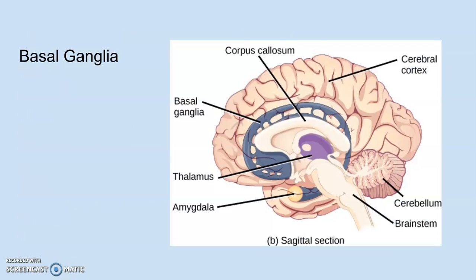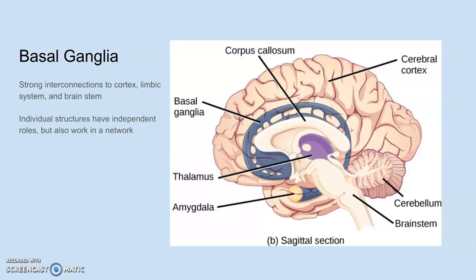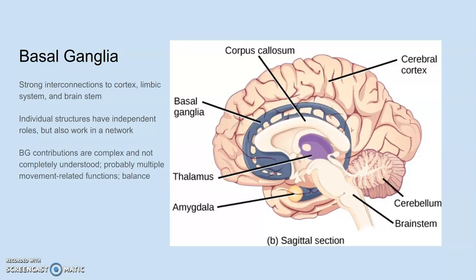The basal ganglia, also known as the basal nuclei, has strong interconnections to the cortex, the limbic system, and the brainstem. If you look over to the right, the basal ganglia is this dark navy section, and you can see it wraps all the way around the limbic system, sitting between the limbic system and the cortex, and the limbic system and the brainstem. The basal ganglia has multiple individual structures that work independently of each other, but they also coordinate in a network. Basal ganglia contributions are complex and not completely understood, but they probably have multiple movement-related functions and are related to balance.